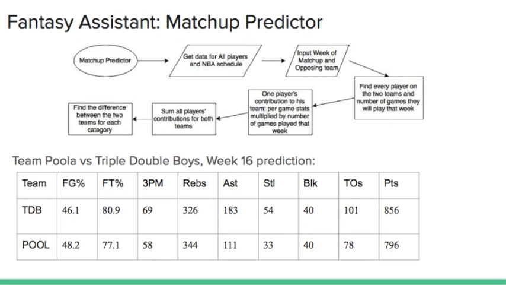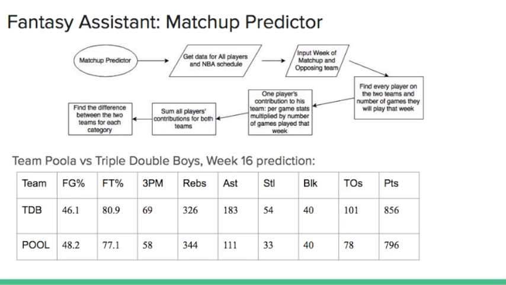In the last slide, we discussed the difficulties associated with picking up free agents that are not currently on a roster. This is where our code and the fantasy assistant can help. It acts as a matchup predictor. The first step of this matchup predictor is to get all of the data for each player and their respective NBA game schedule. We did this by scraping the HTML off of ESPN's data table.